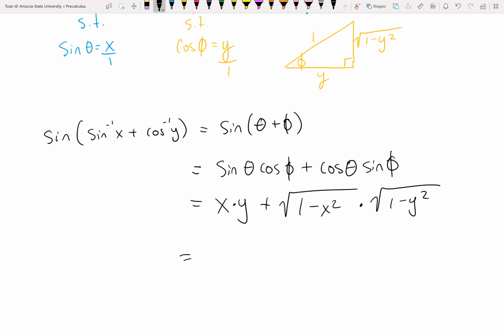And then, since they're both radicals multiplying each other, you can put them within one radical. So that should have been the solution.